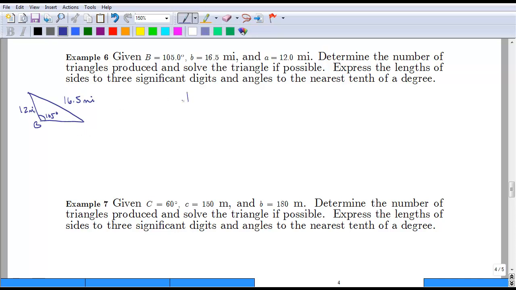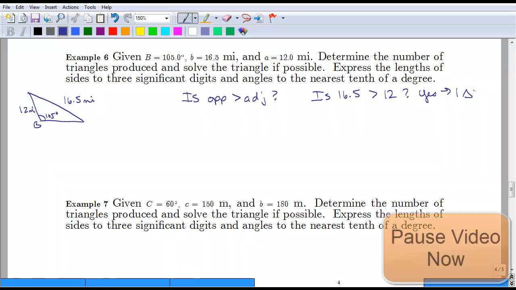So first question, is the opposite side greater than the adjacent side? In this case, is 16.5 greater than 12? Well, yes, it is. So we know that there is going to be one triangle. And now we're just going to use the law of sines. So I want you to pause the video here, use the law of sines that we learned in the last section, and find the remaining sides and angles of this triangle.